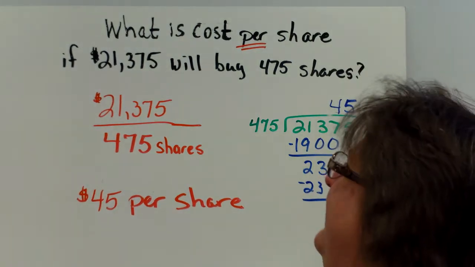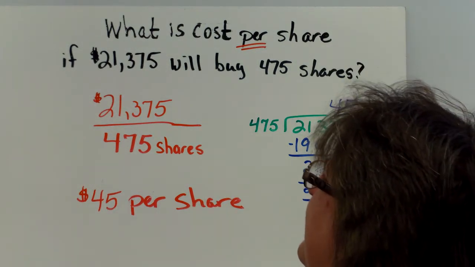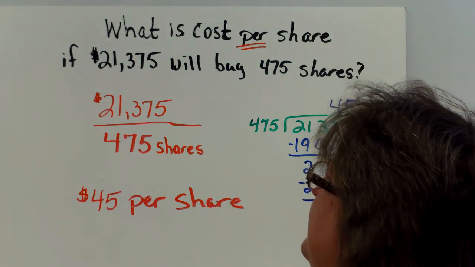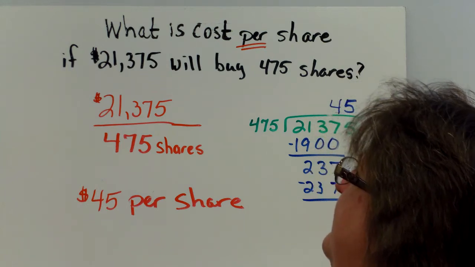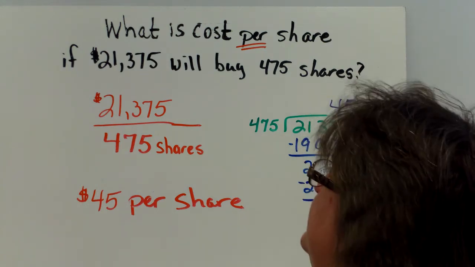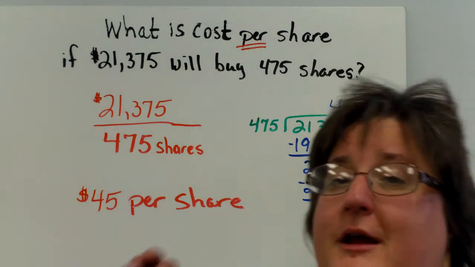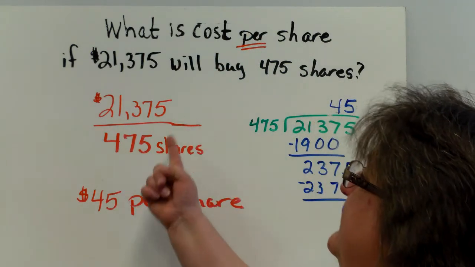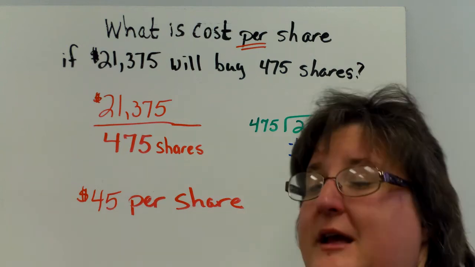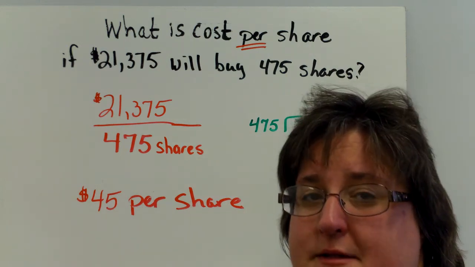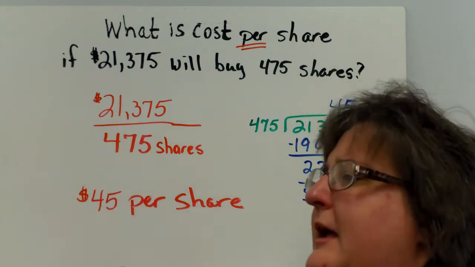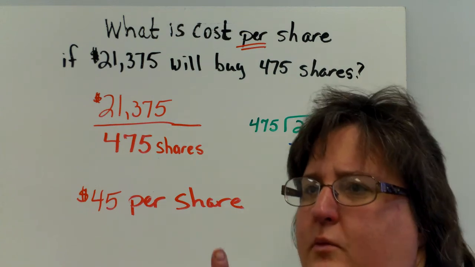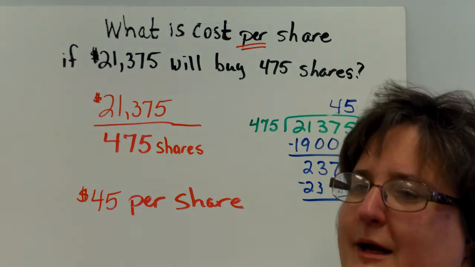Let's see, what is the cost per share of $21,375 if that will buy 475 shares? See, the cost per share. We know how much total dollars you have, and if that buys 475 shares, how much does one cost? Again, taking that rate and shrinking it down per 1 unit, 1 item.